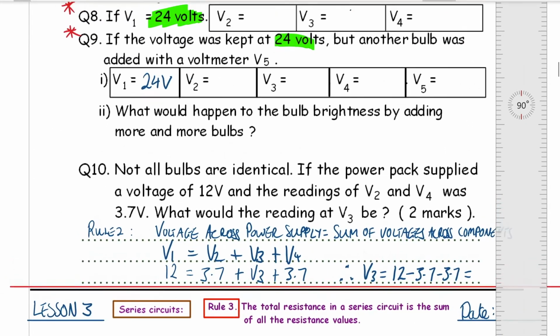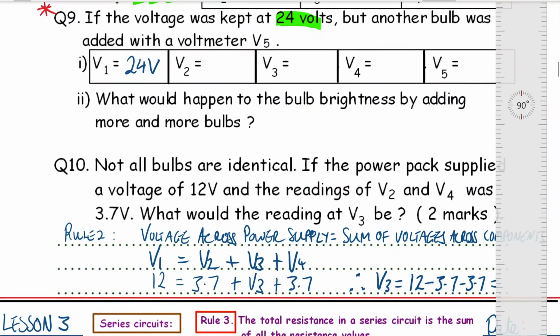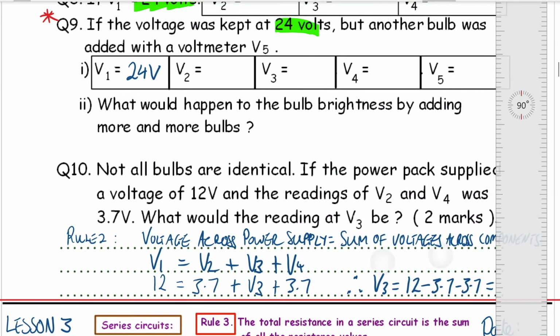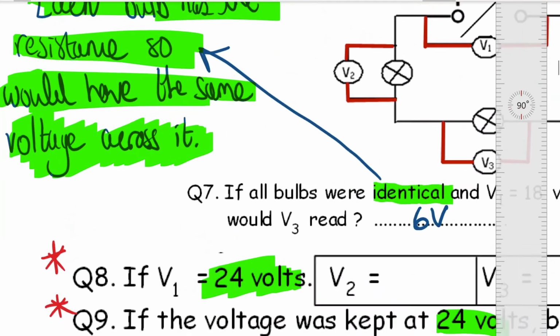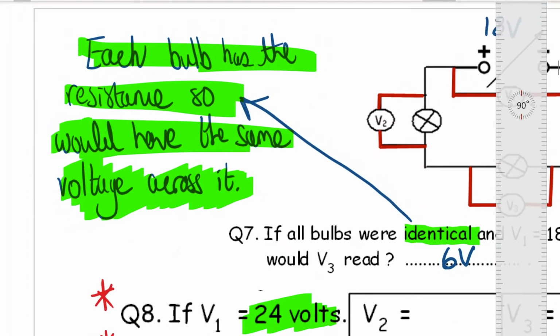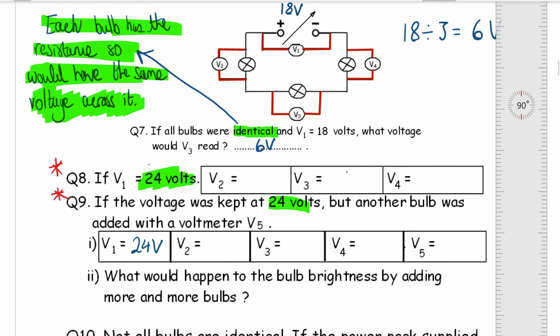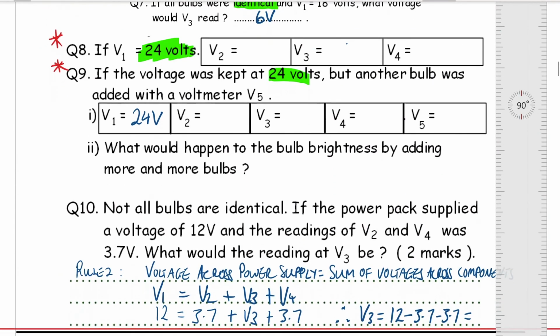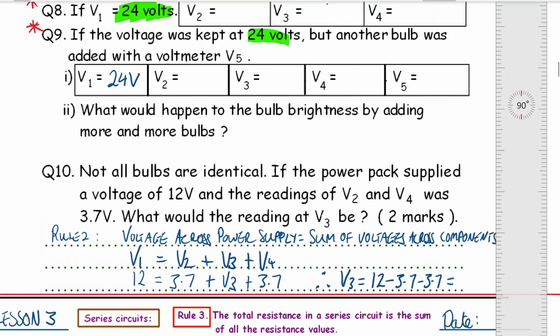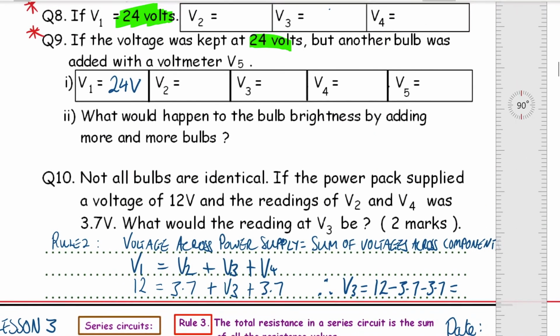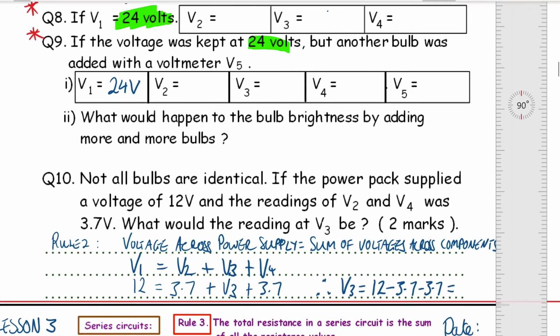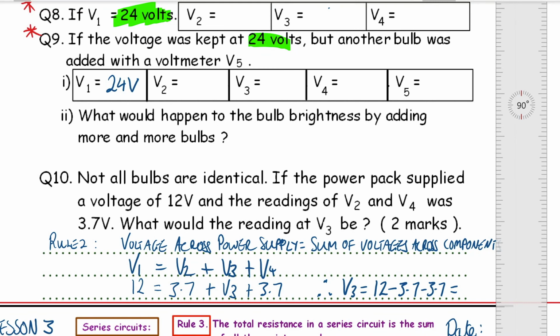And then finally, before we finish lesson 2, question 10, not all bulbs are identical. Remember what identical means. If they're identical, they share the voltage equally. If they're not identical, they don't. If the power pack supplied a voltage of 12 volts and the readings of V2 and V4 was 3.7 volts, what would be the reading of V3?